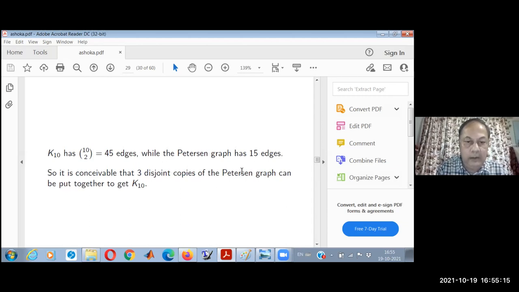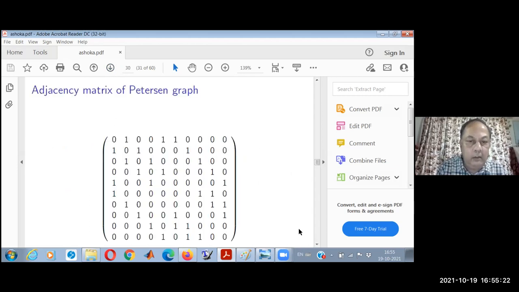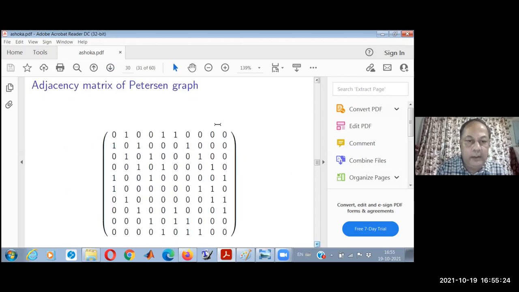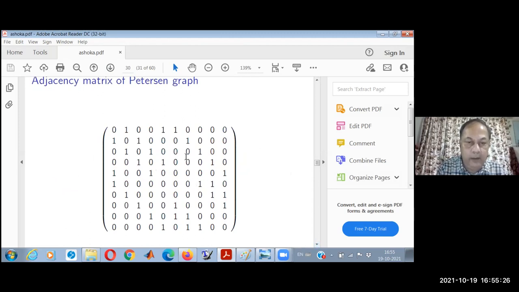So it is conceivable that 3 disjoint copies can be put together to get K10. So matrix theory wise, this is the problem. This is the adjacency matrix of the Petersen graph. Suppose you call this P1, then you take another permutation of this, that means P and P transpose type of permutation. That is also the Petersen graph.